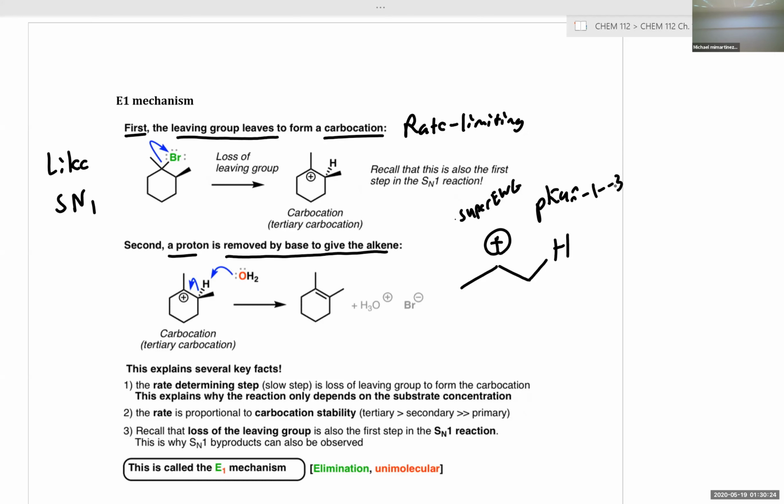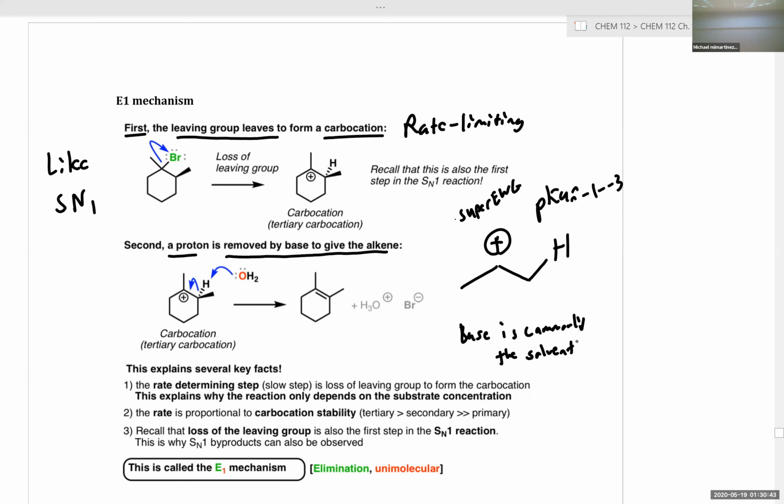Carbocations don't like to exist in solution for very long. So when I say base, really anything can do. And the base is commonly the solvent. Does this make sense to everyone so far?